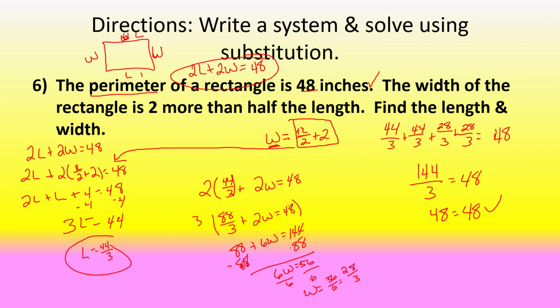Now, I'm a big fan of clearing out fractions. It makes things a lot easier. We don't have to worry about did I subtract, add, multiply, divide all of these fractions correctly. So we want the length. Length is equal to 44 thirds inches. The width is equal to 28 thirds inches. And we call it a day.